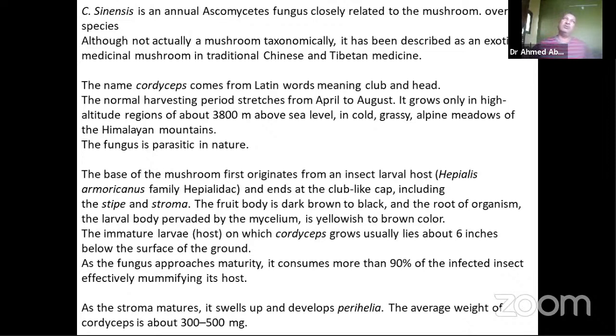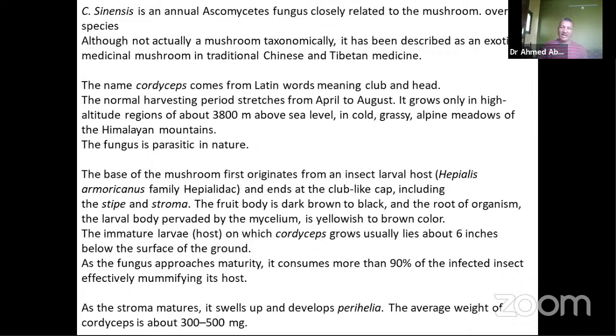And this fungus, as I told you earlier when I showed you the video, is a parasite. Cordyceps sinensis, or Ophiocordyceps sinensis, is going to infect the insect larva called Hepialis armoricanus. Its larva is being attacked by Ophiocordyceps. But in the case of unilateralis, as we saw with the carpenter ant, the adult form of the ant is attacked, but here sinensis attacks the larval form.